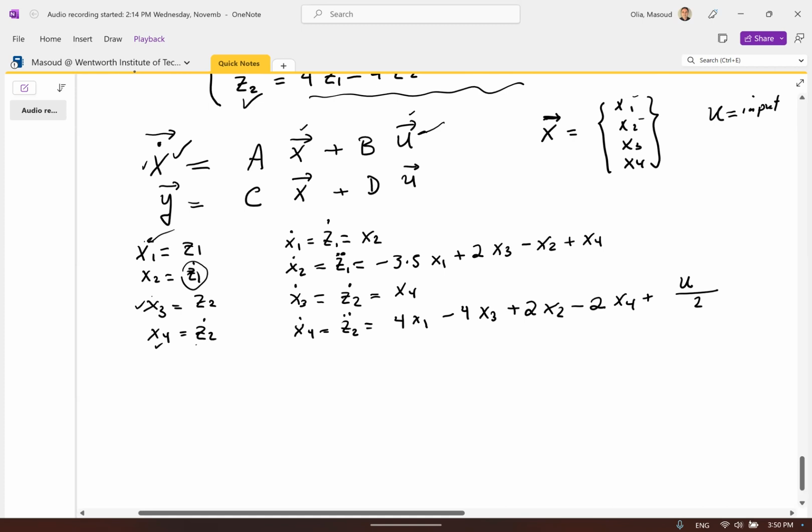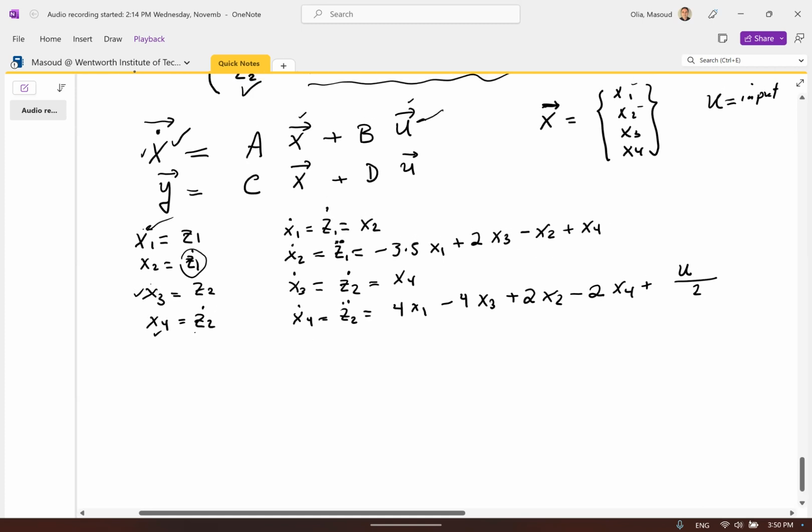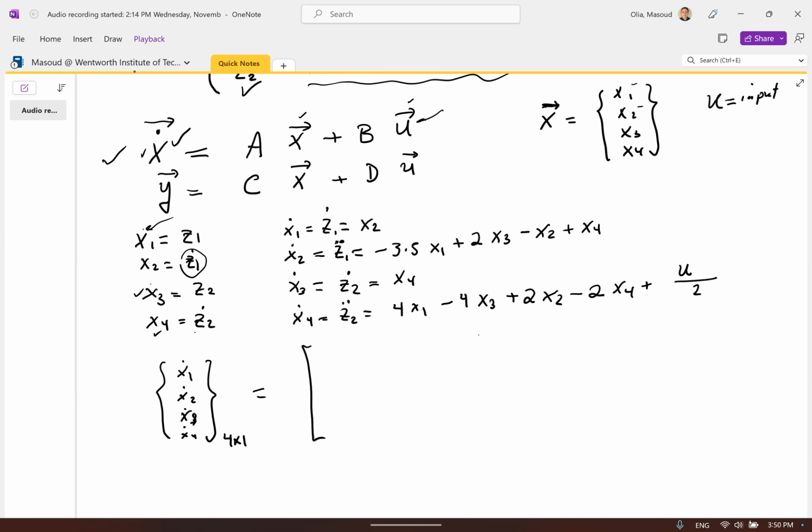So now look, guys, let me show you how we can get these matrices. The first equation is really this vector x dot 1, x dot 2, x dot 3, and x dot 4. This is a 4 by 1 vector, obviously. The size of these vectors is very important. This is the A matrix times x. What is x? x is x1, x2, x3, x4 as a vector. In matrices, if this is also 4 by 1, then A has to be a 4 by 4.